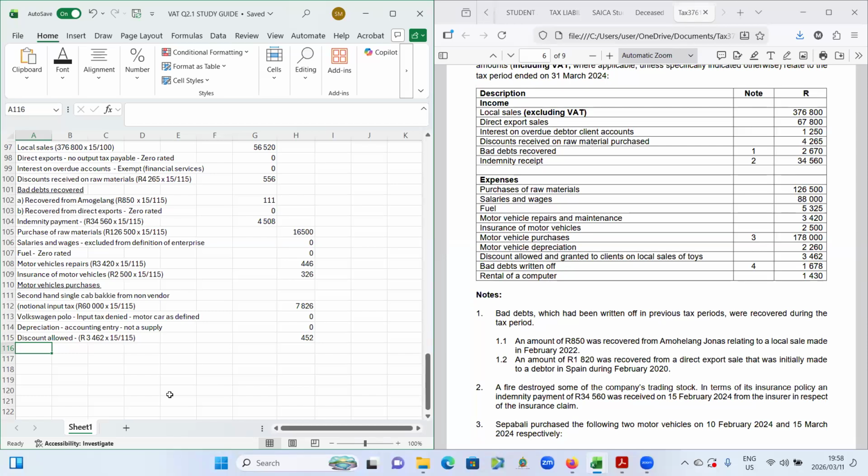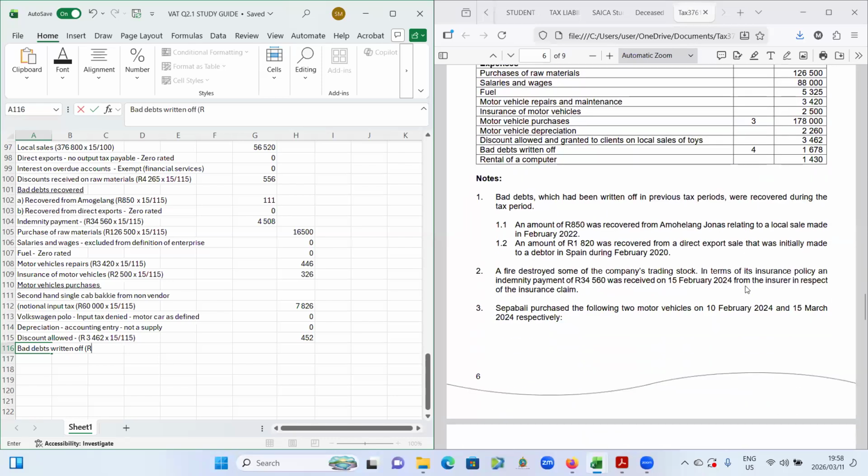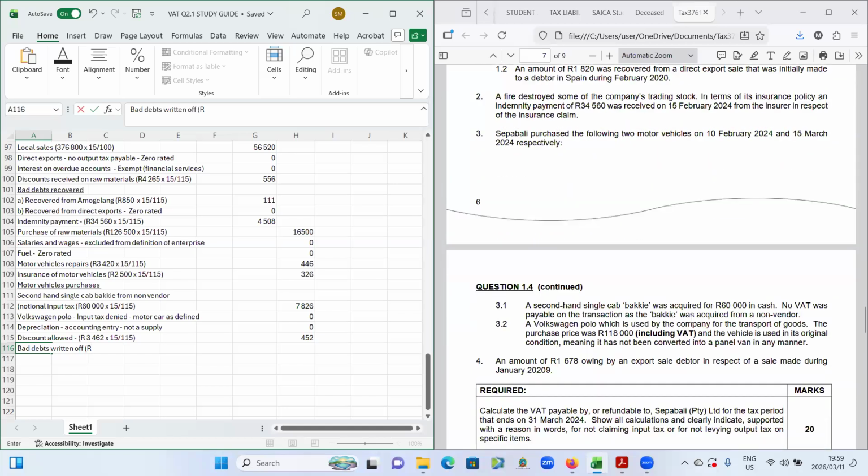Then bad debts written off. On bad debts written off, what are the VAT implications? The same as the one that gets recovered. Usually we can claim input tax, isn't it? Because here it's the opposite of that one. We levied output tax, so this one we must claim, provided it's not a situation where input tax was denied or it's exempt or zero rated.